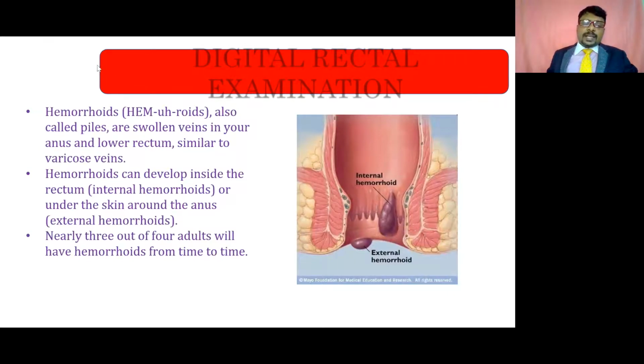So this is also called piles, which are swollen veins. If you see the venous structure here, this venous plexus becomes enlarged or swollen in your anus and lower rectum, and this is nothing but the same as a varicose vein.